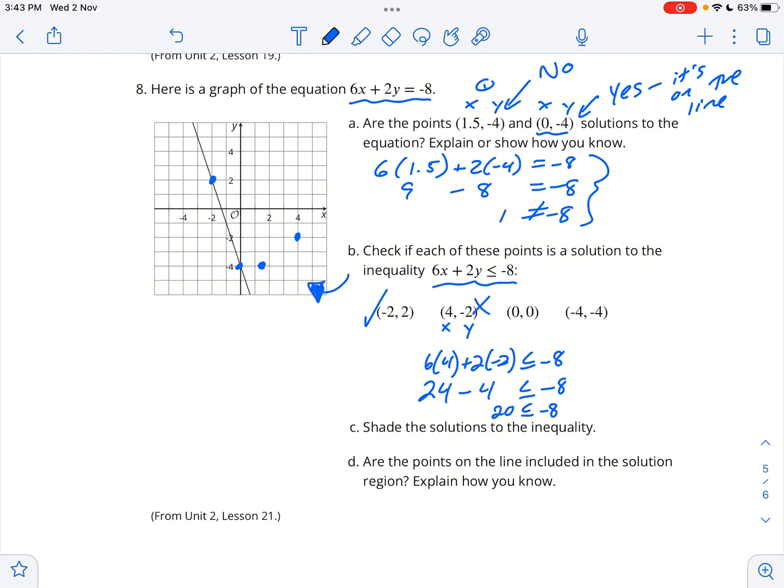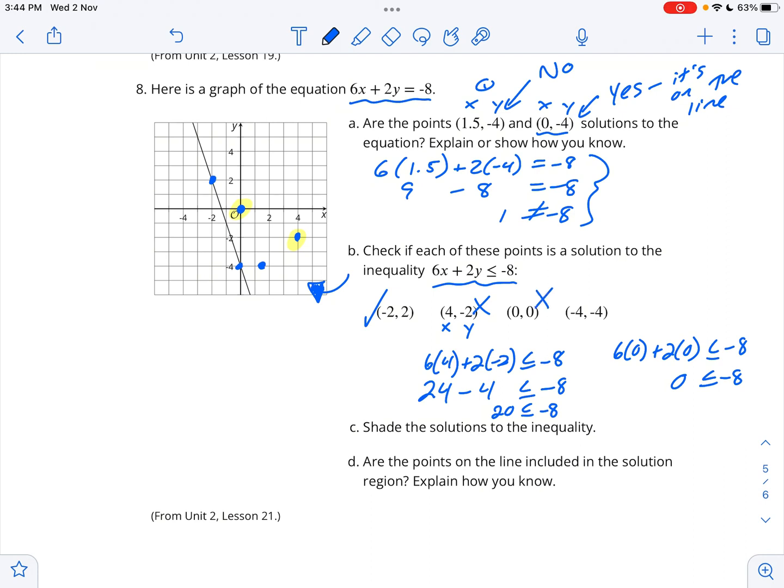(0, 0). Now, I could plug (0, 0) in, but you can see (0, 0) right here. If (4, -2) is not a solution, then (0, 0) is not going to be a solution either because it's on the same side of the boundary line. We'll double check it real quick: 6 times 0 plus 2 times 0 is 0, and 0 is less than or equal to -8? Not true, so I know it's not a solution.